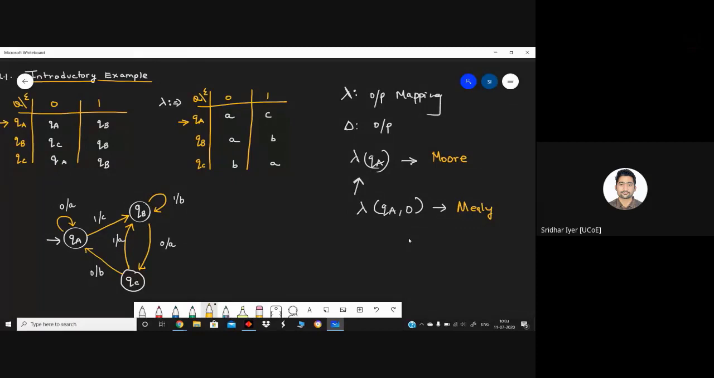Okay, so let's take this particular example. Over here, lambda is nothing but the output mapping, whereas Q0 has an output small a for input 0. So that is what I have written over here. I can write that lambda of QA on input 0 is nothing but small a. This is what we call the output mapping in the case of a Mealy machine.